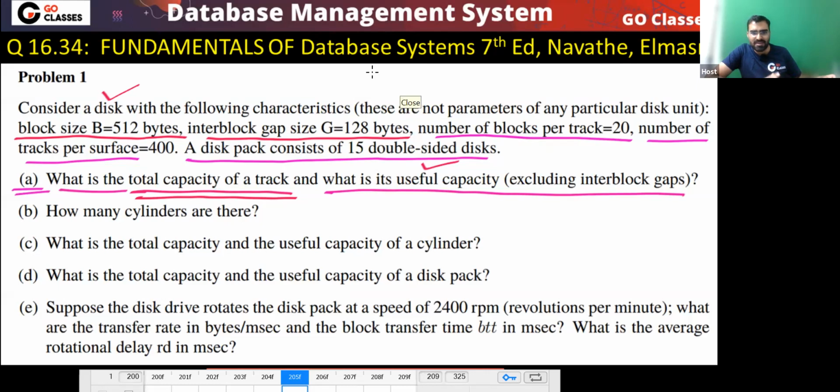No, they will mention it, Navathe. Don't worry, in the GATE exam you can check it out. There are multiple questions like this. In the GATE exam, there are 3 questions, and in those 3 questions they are asking for track size and useful track size.